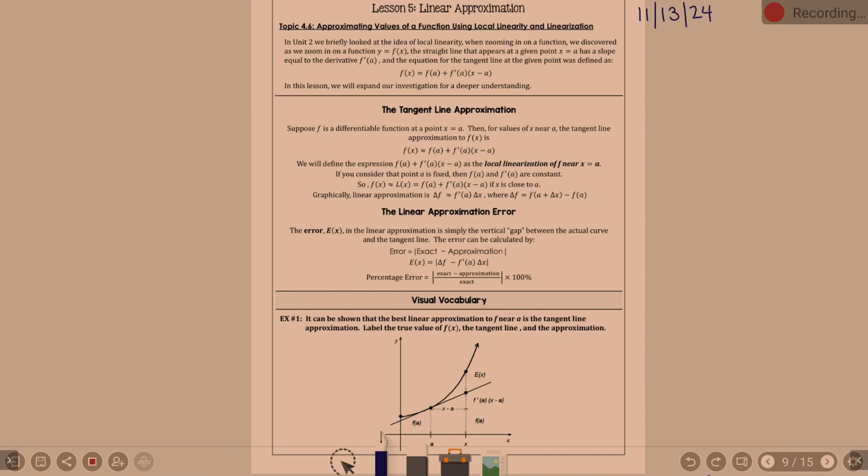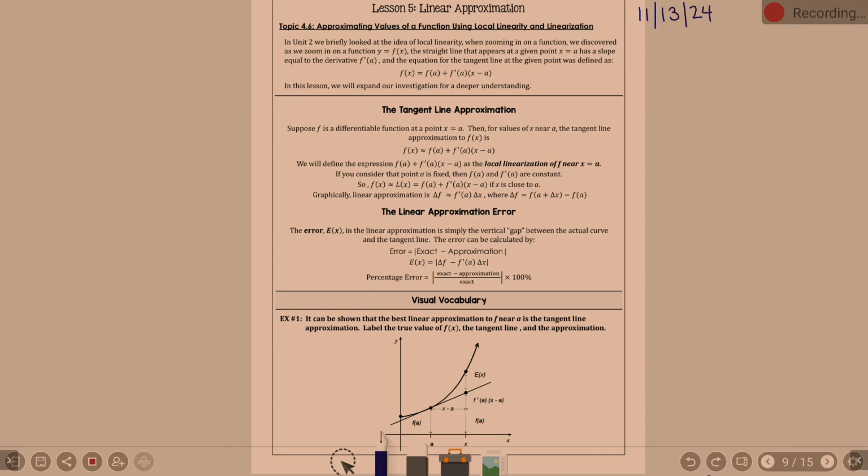Okay, so f(x) equals f(a) plus f'(a) times (x minus a). That is basically your point-slope line there. Okay, we go deeper here. So, tangent line approximation. Suppose f is a differentiable function at point a, then for values of x near a, the function and the tangent line give about the same approximation, folks.